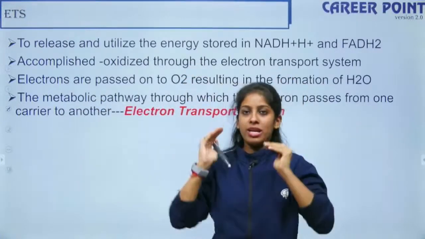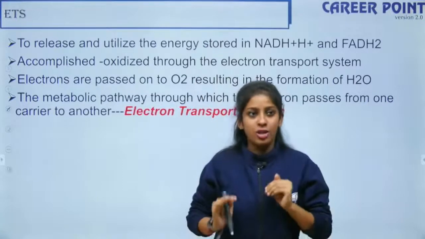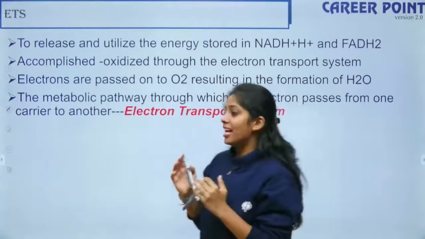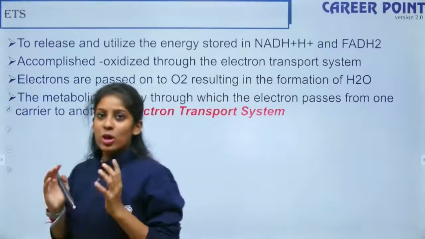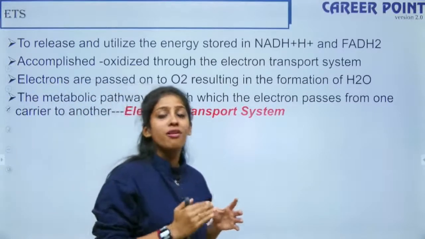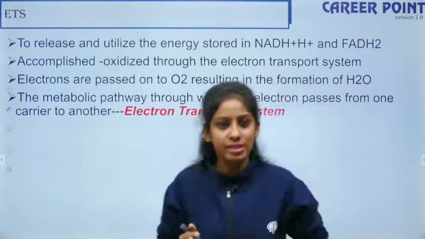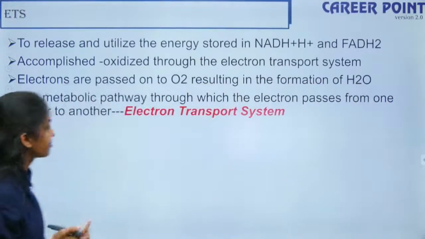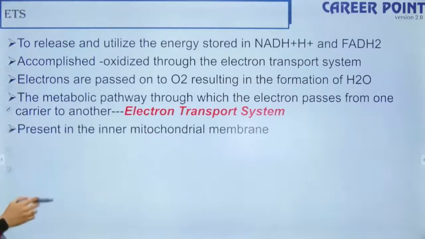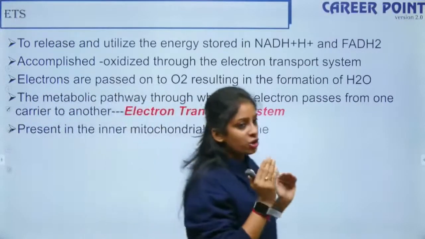There are so many complexes, so the electron passes one after the other. This is why it is called the electron transport system. Electrons are transported through a series of complexes one after the other. Alright, clear? Okay, so let's move forward. This ETS is present in the inner mitochondrial membrane.